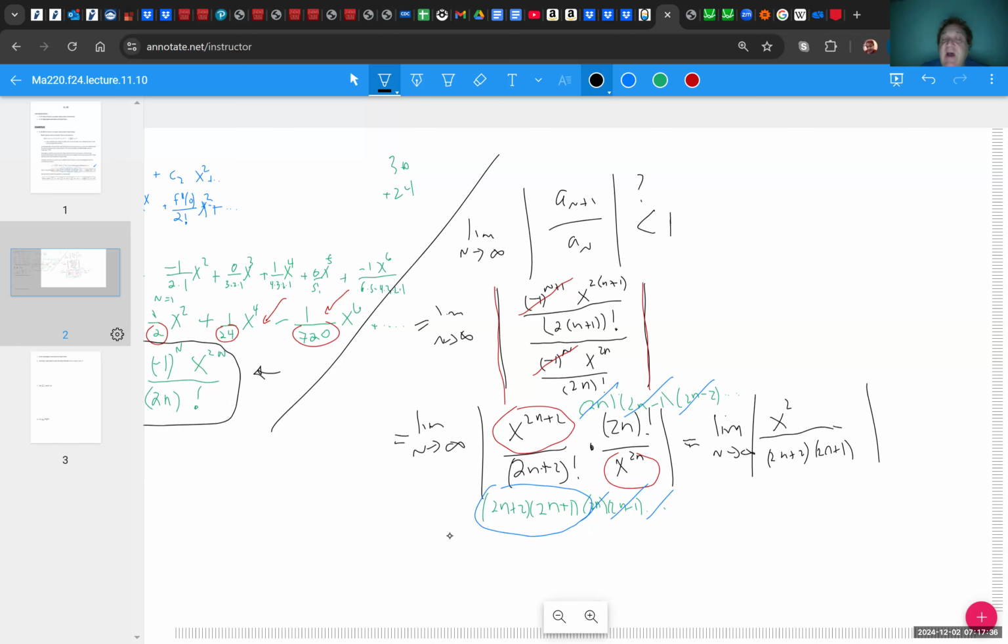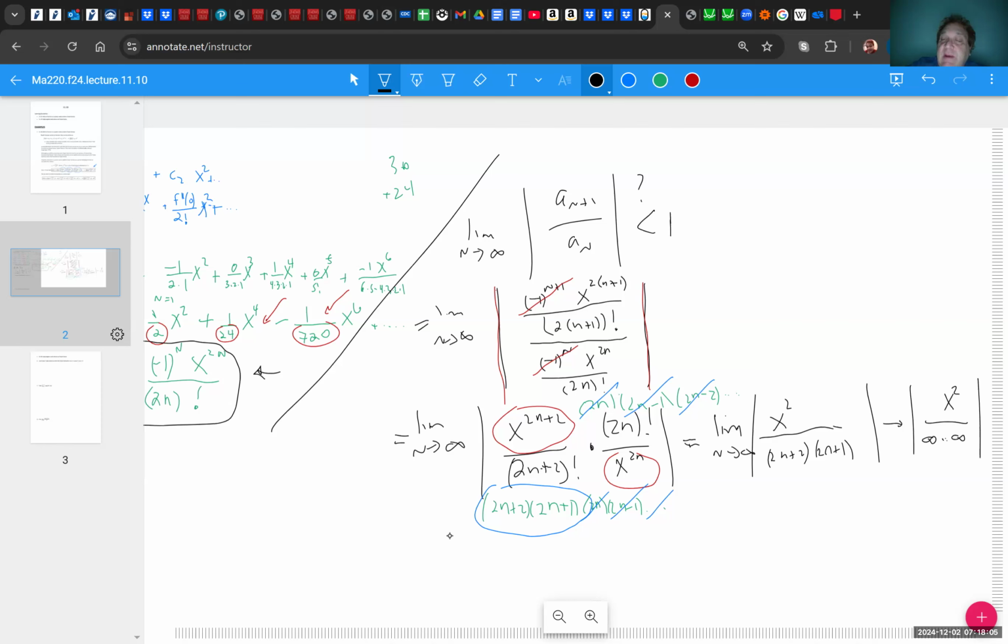So that is how my complicated ratio test limit simplifies. Now, x is just a variable. It doesn't have anything to do with n. N is the thing that's going to infinity. So in some sense, the x squared we don't really care about. We have 2 times infinity plus 2, and we have 2 times infinity plus 1. So this is tending to x squared, which I'll leave over there, and I get infinity times infinity on the bottom.